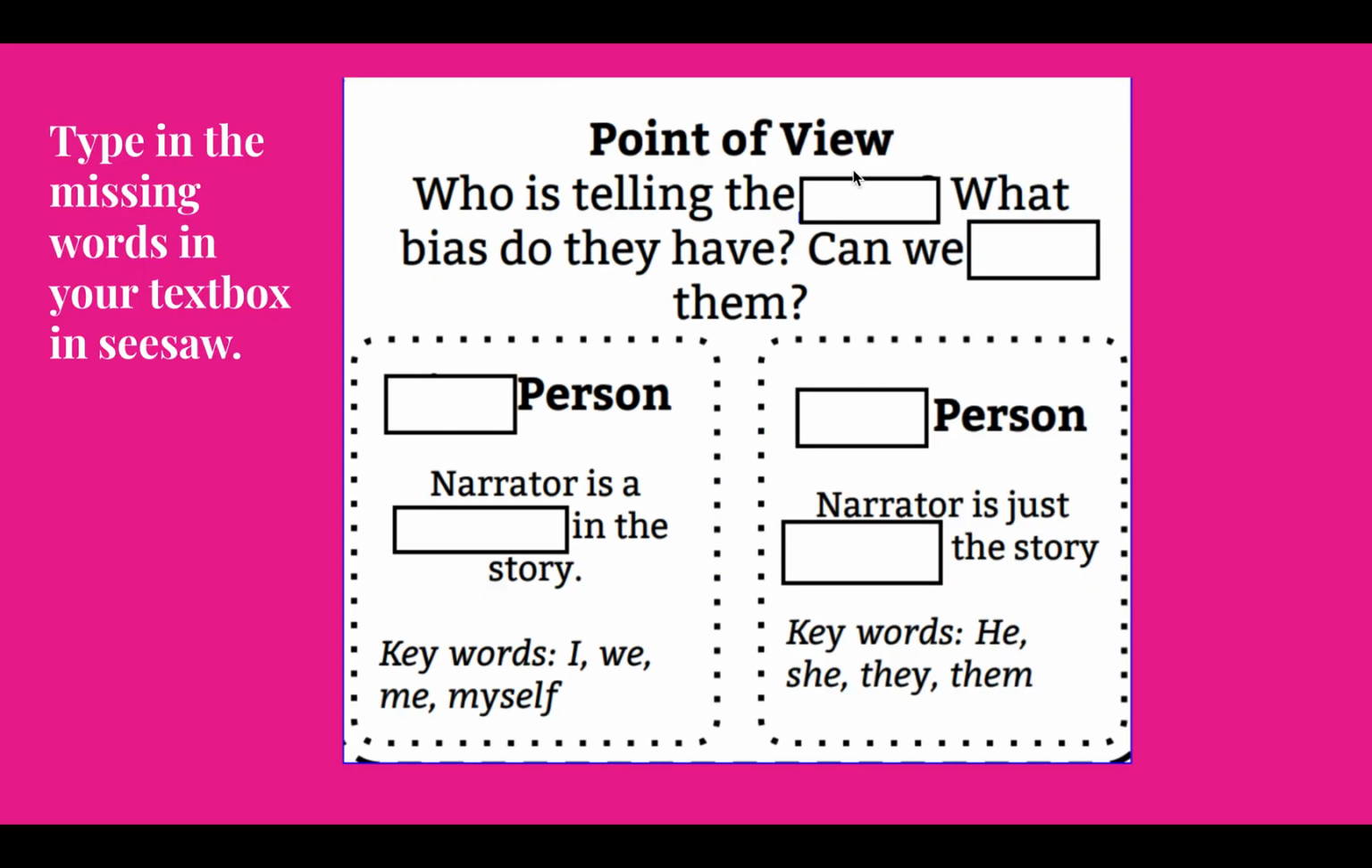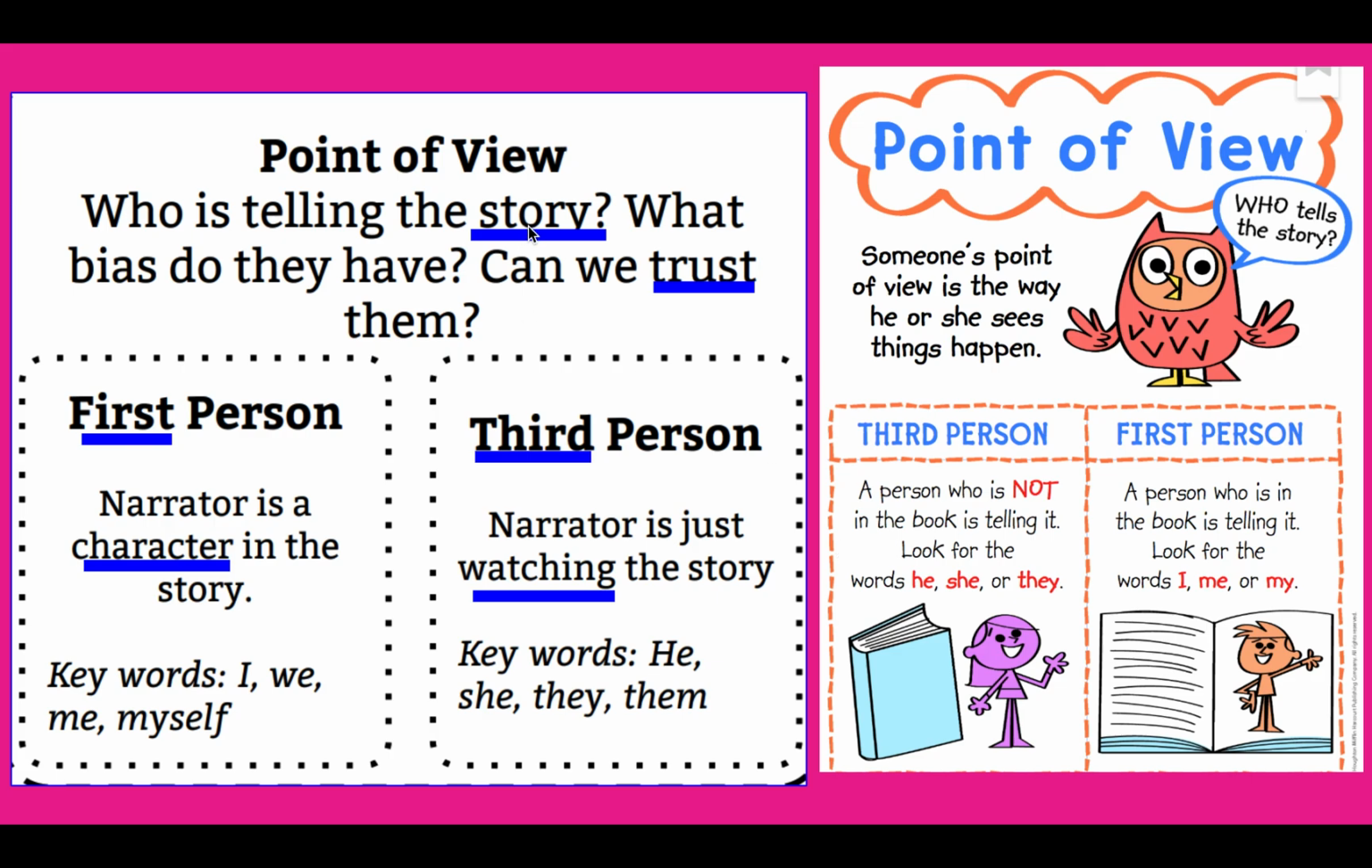For this one, you have 1, 2, 3, 4, 5, 6 text boxes. Type in the missing words in your text box in Seesaw. So at this time, the blue underlined words are going to be what you write in each of those text boxes. Go in that order. So story is the first text box, trust is the second text box, first, and then character, third, and watching. Write those missing words in your text box. So pause.